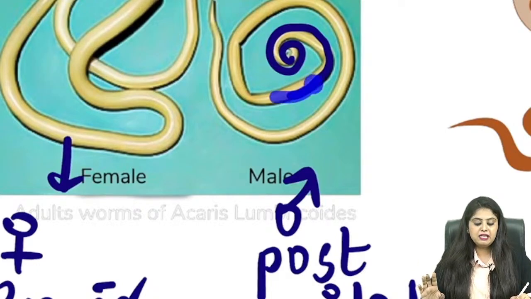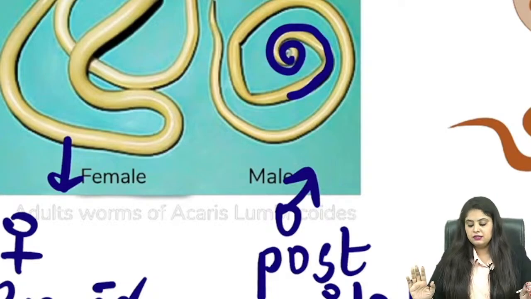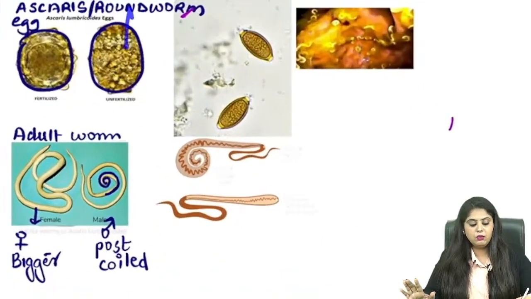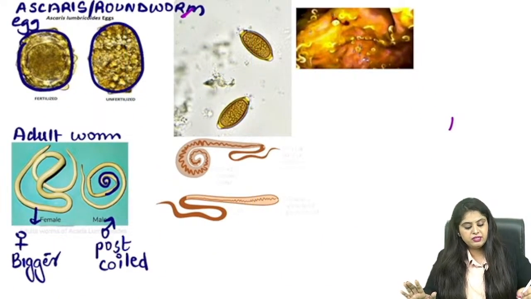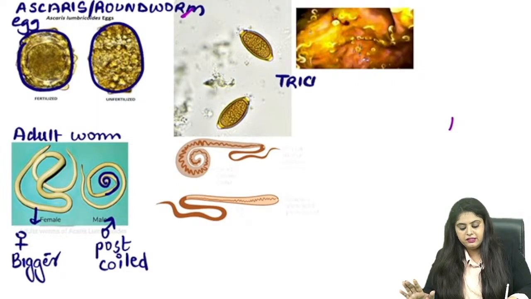And then which one is male? Of course, focus on the back side. The back side is coiled, that is the male. So round worm is done. Now you come to the next, which is this one. This is known as Trichuris trichura.